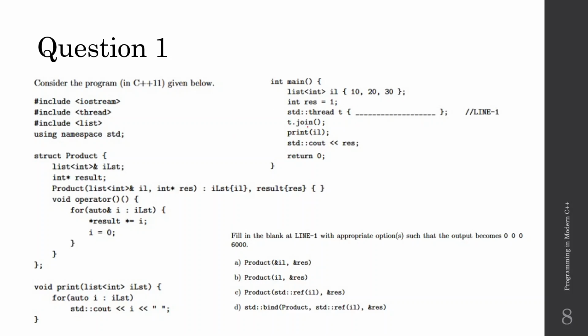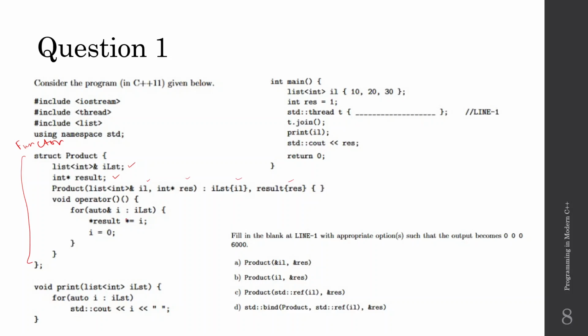Okay, now let us solve this question. So in this program we have a struct which has a data member which is a list of integers, and it has a pointer to an integer called result. Then we have a constructor which takes a list of integers and the result, and it assigns these data members. Then we are overloading the call operator, okay. So this object then becomes a functor, because we are overloading the call operator.